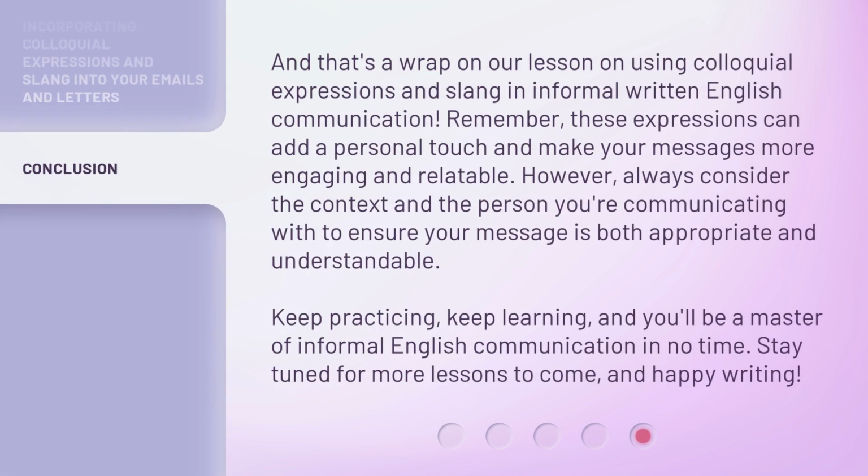And that's a wrap on our lesson on using colloquial expressions and slang in informal written English communication. Remember, these expressions can add a personal touch and make your messages more engaging and relatable. However, always consider the context and the person you're communicating with to ensure your message is both appropriate and understandable.